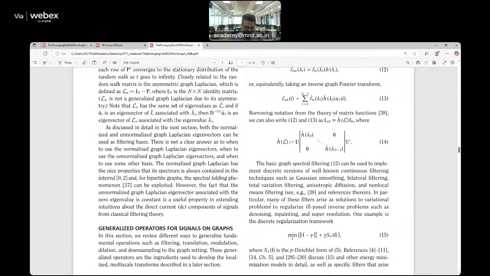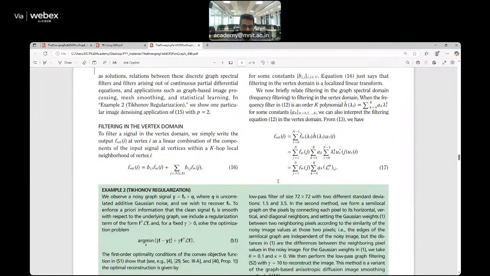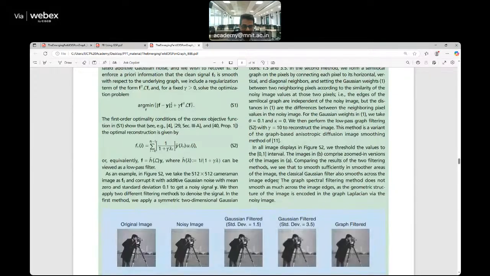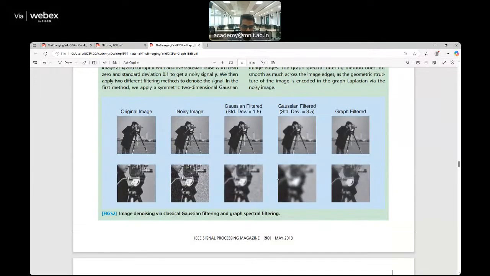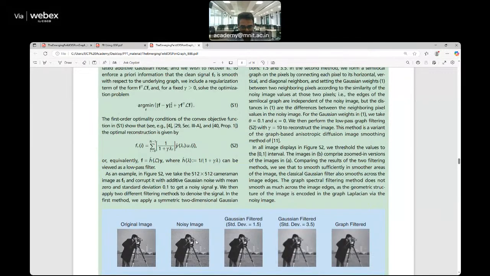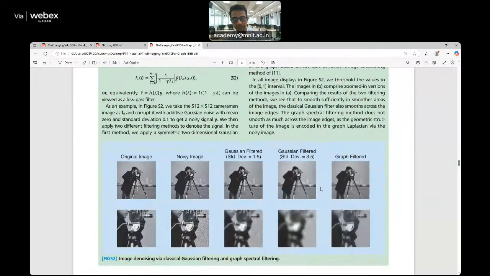But remember, these are only the proposed concepts. The actual mathematics, how they will really lead to the result, will come when you begin to apply these things in a specific application. This is built in the vertex domain, this is their example, they have proposed it. Some cameramen, what did they say, that when you see the graph filtered picture, it is far better than the other picture.